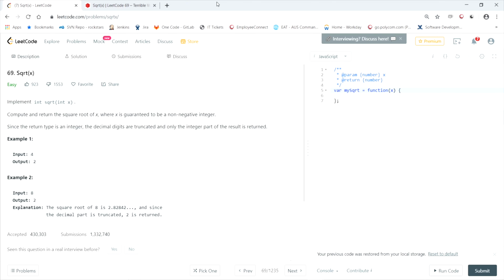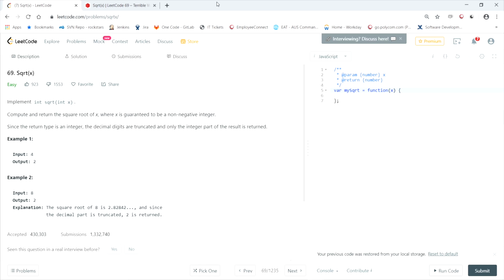Alright, so this LeetCode question is called square root of x. It says compute and return the square root of x, where x is guaranteed to be a non-negative integer. Since the return type is an integer, the decimal digits are truncated and only the integer part of the result is returned. So if the input is 4, the output is 2, because 2 times 2 equals 4.